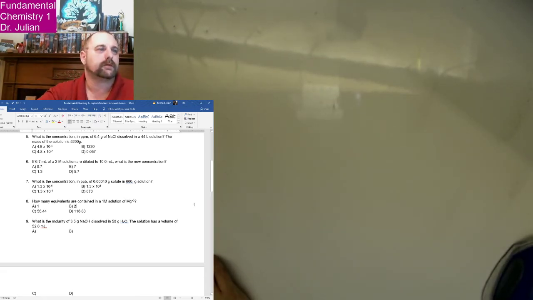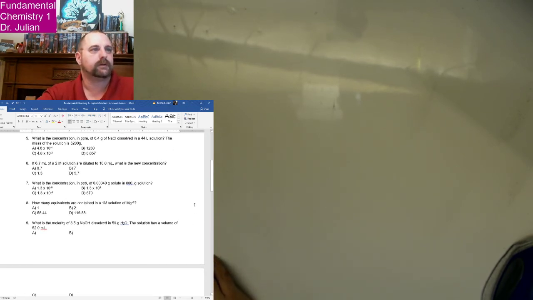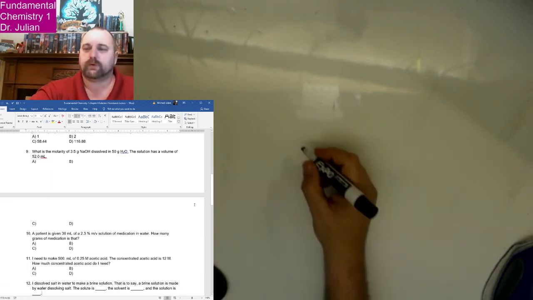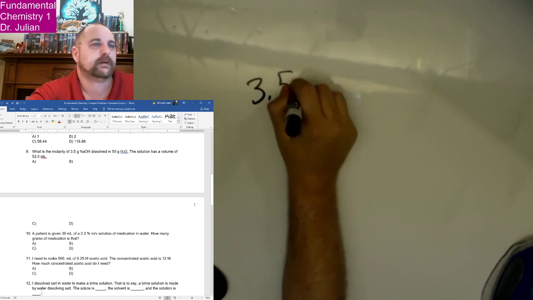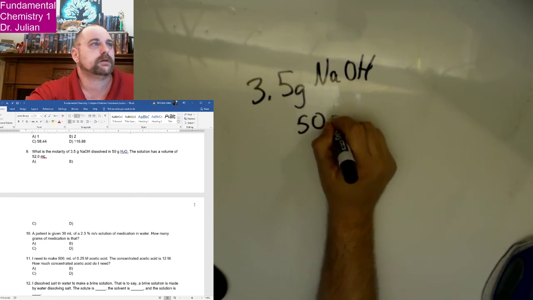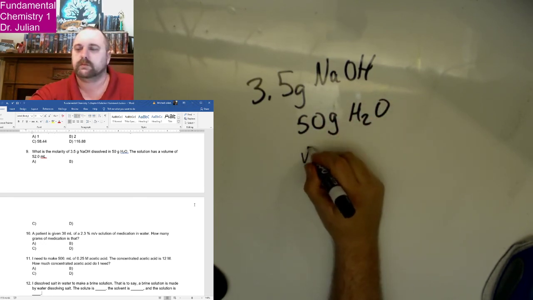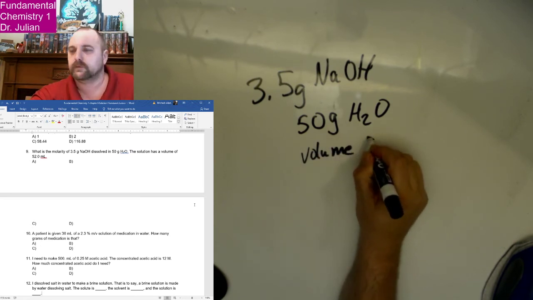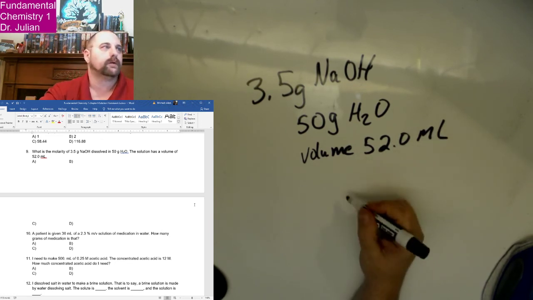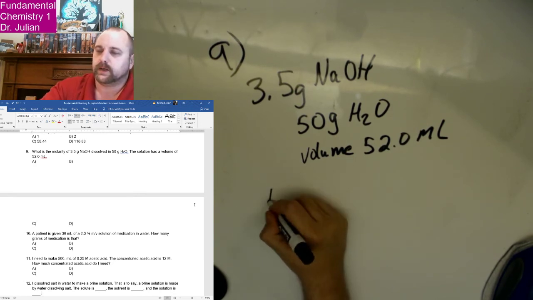All right. Let's see if I can scroll down here. Nope. Let's see if I can do some keyboard and scroll down. 3.5 grams NaOH and 50 grams H2O, and the volume is 52.0 milliliters. And all kinds of stuff going on here. This is 9. It wants molarity.